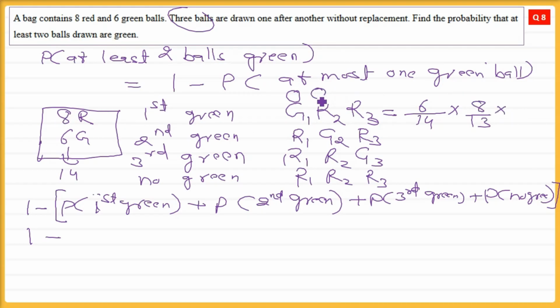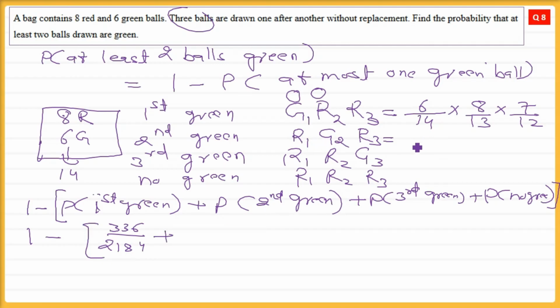Now one more ball which is red is taken out. In 13, 1 is also picked up, so only 12 is remaining. But in 8, 1 is already picked up because we need the third as red. So it will be 7 by 12. So 6 by 14, 8 by 13, 7 by 12. All options will give you this only. This will come as 336 by 2184.